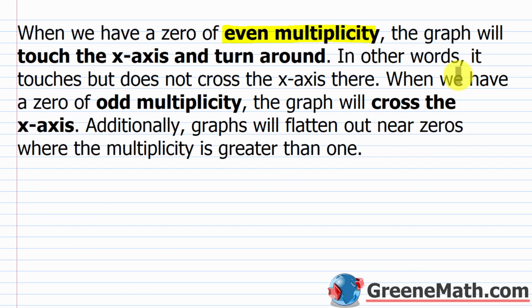Let me go back. When we have a 0 of odd multiplicity, so something like 1, 3, 5, 7, so on and so forth, the graph will cross the x-axis. Additionally, graphs will flatten out near zeros where the multiplicity is greater than 1. So if you have a multiplicity of just 1, it's just going to cross straight through. It's not going to flatten out.